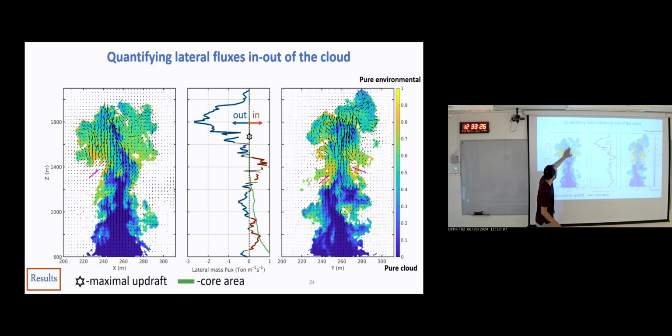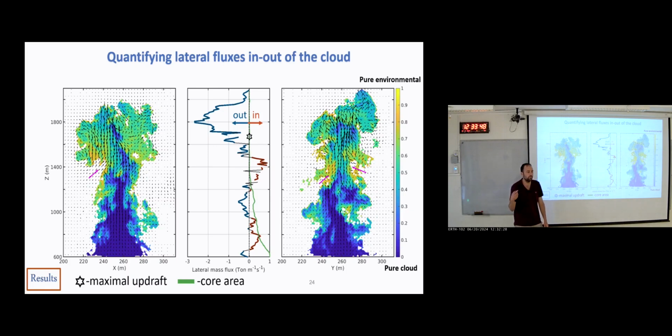Also the other way, so you don't really see it, right? You need to average and filter out the noise in order to understand. But if you just look at the tracer, you can really see that you have a lot of air coming into the cloud. And this is actually shown here. This is the profile for the lateral mass flux. And what you see here is the maximal updraft.